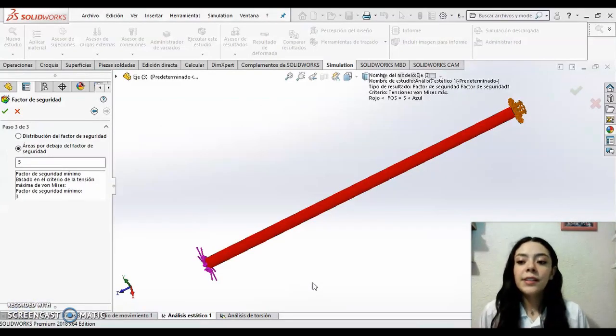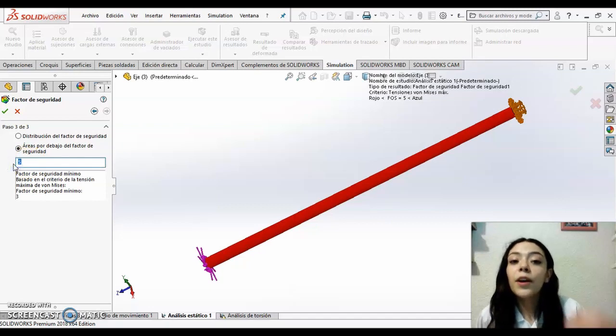Here you can see our safety factor, and the final value is 3. This means that our shaft, or in this case our axis, can support 3 times the load that we are applying to it. So we have an example here. In case we overpass that value, you can see that our shaft is completely red, and this means that it is starting to break or deform.